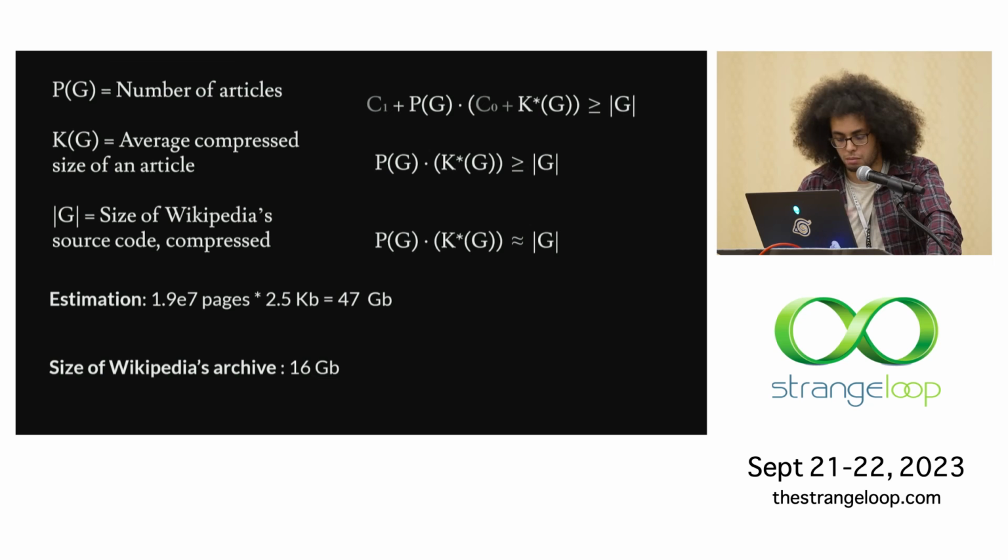Here we have, with my numbers and estimations in March 2019, around 47 gigabytes. And the actual size of Wikipedia archives at the time was 16 gigabytes. The numbers are not exact. That's not what's important. What's important is the units. We are in gigabytes. We are in the right ballpark, basically.